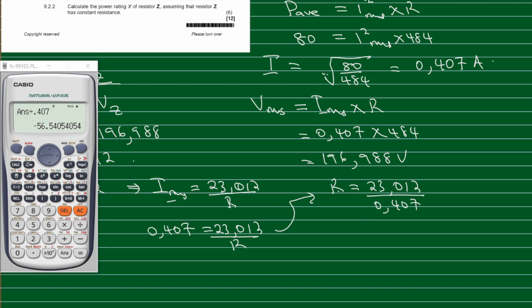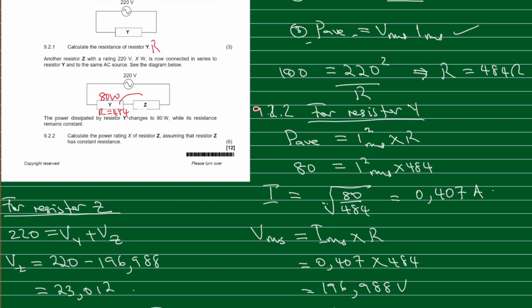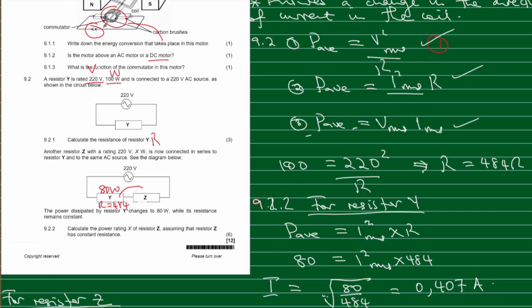56.54 ohms. So now we have R, which is the main variable that we needed. Now we need to find the power for X. We can pick any formula here; we have the liberty now. I think this one is the most suitable.